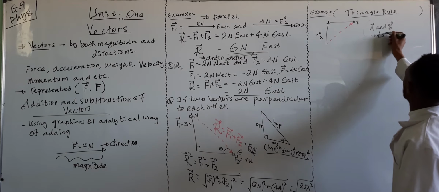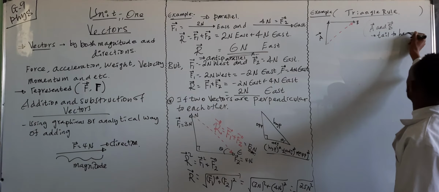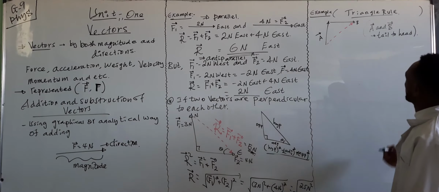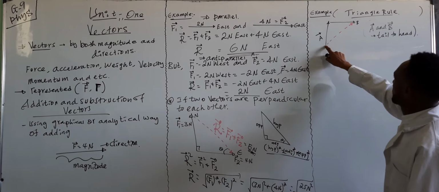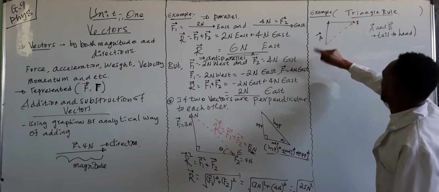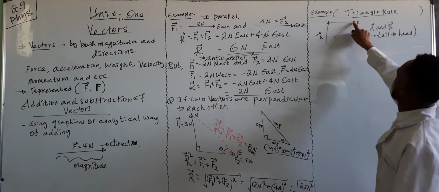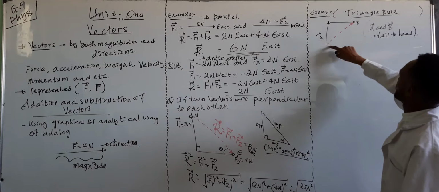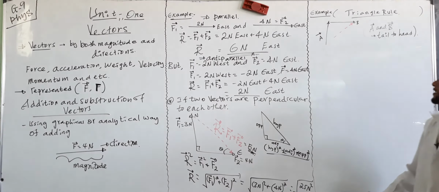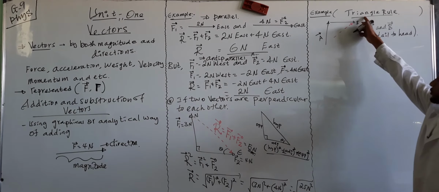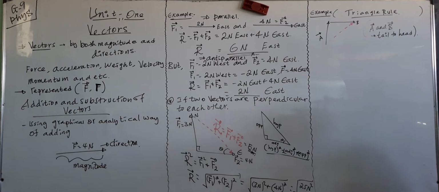Tail to head, tail to head. That means tail of vector A, head of vector A, tail of vector B, head of vector B. According to the triangle rule, you can add vectors together.